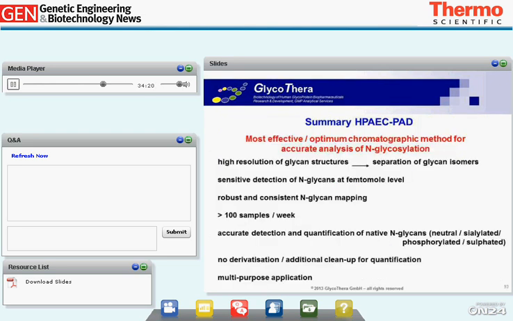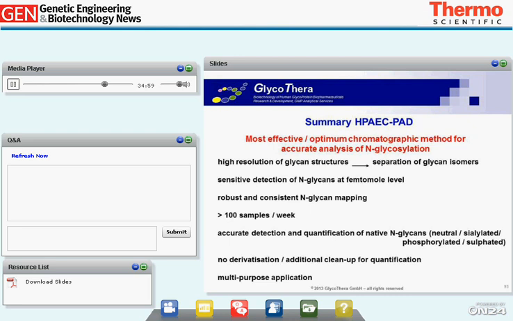At the end, I would like to give a short summary of the just presented HPAE-PAD mapping technique. The HPAE-PAD system is the most effective chromatographic system for N-glycosylation analysis of biopharmaceutical glycoproteins, with high resolution, even separation of isomer structures possible, and sensitive detection of N-glycans. It is a robust and consistent system, analyzing more than 100 samples per week. The quantification of neutral and charged glycan structures without prior derivatization is possible. It can be used for different applications like monosaccharide or amino acid analysis.